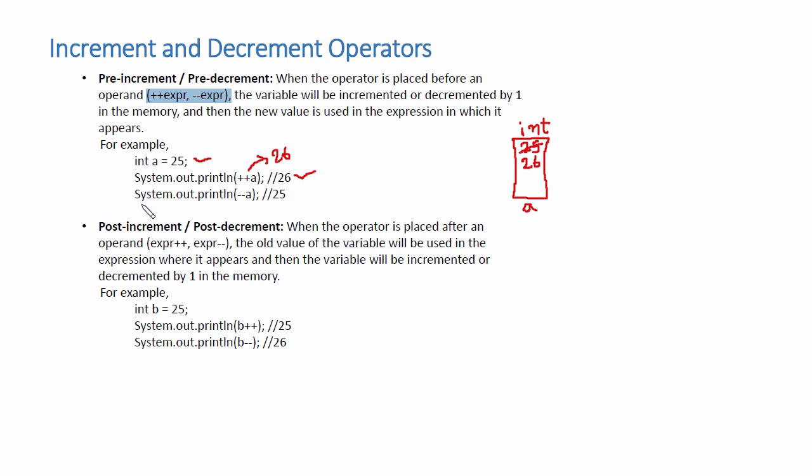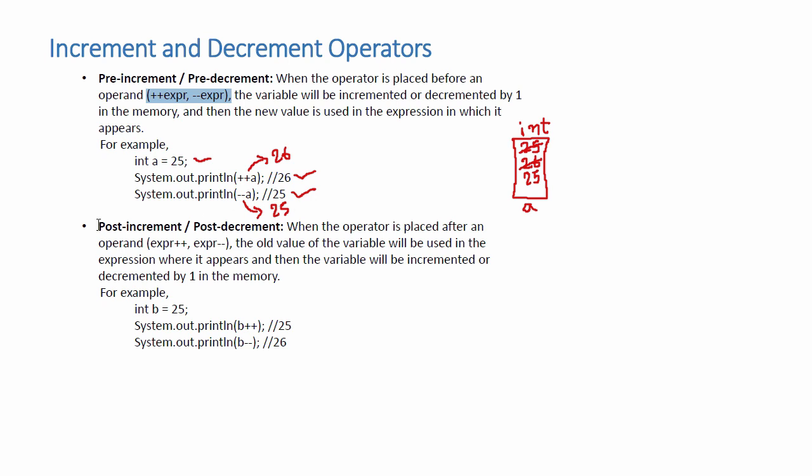The second statement, System.out.println(--a). This is a pre-decrement operator. Again, first make the changes in the memory. 26 will become 25 because it's a decrement operator, so decrease the value by 1. Now use this value in the expression, 25. So this System.out.println statement will print 25.